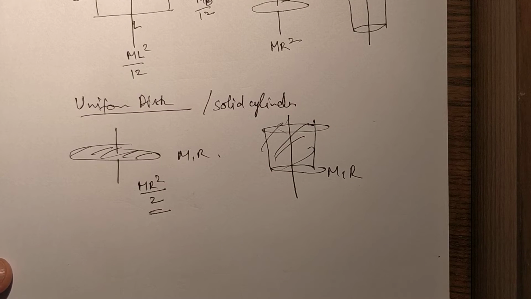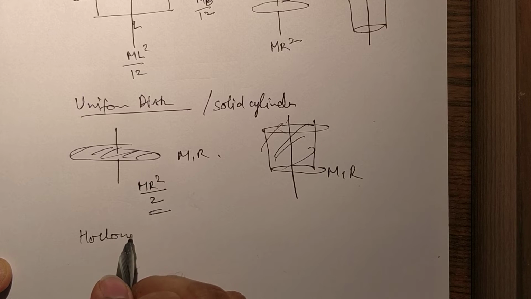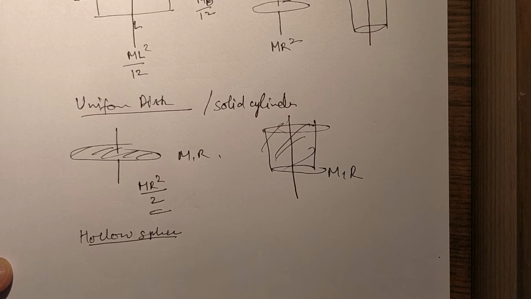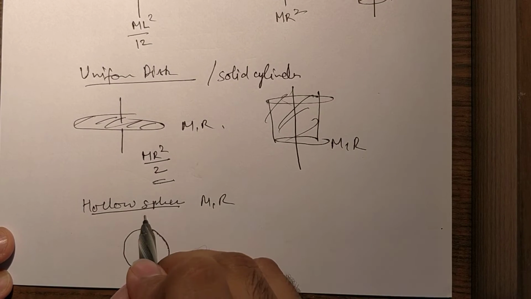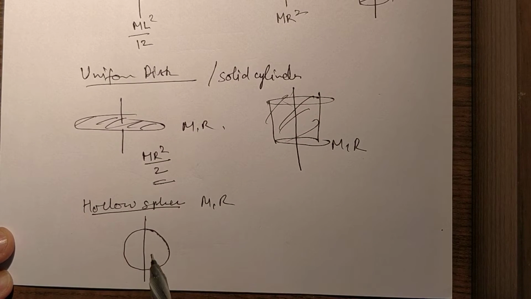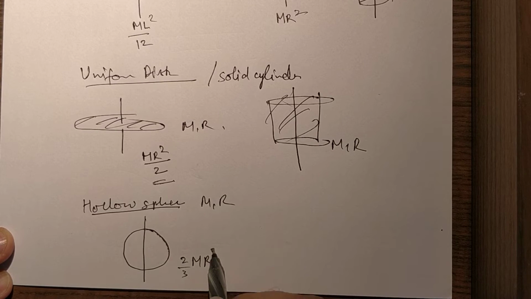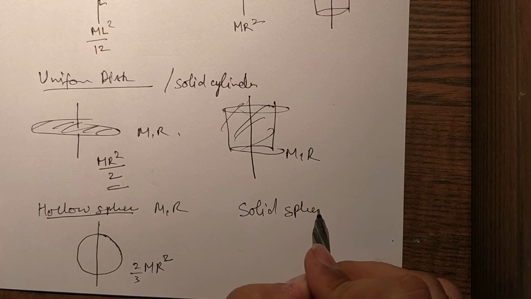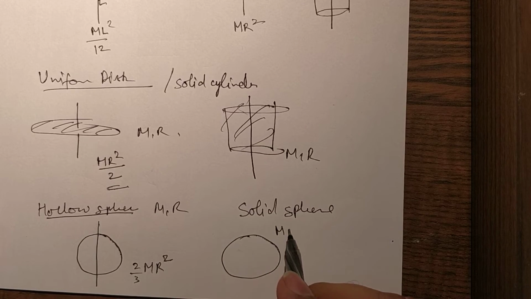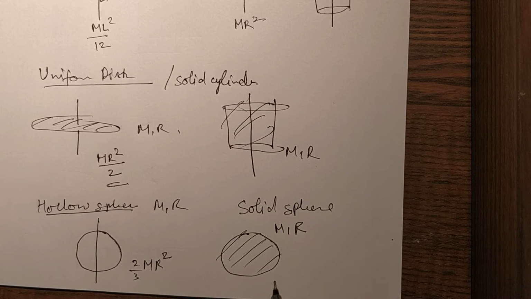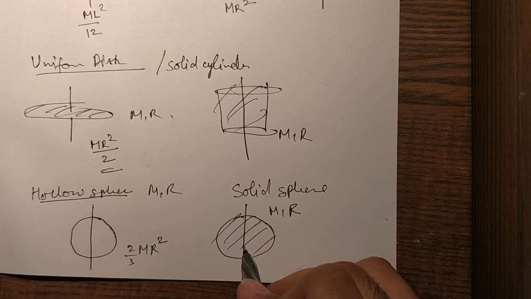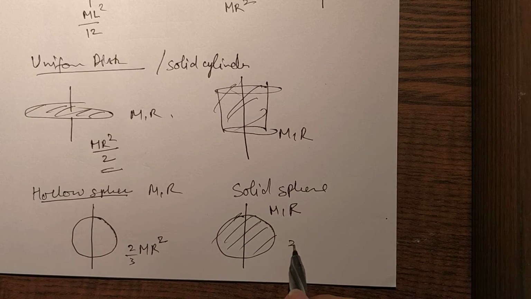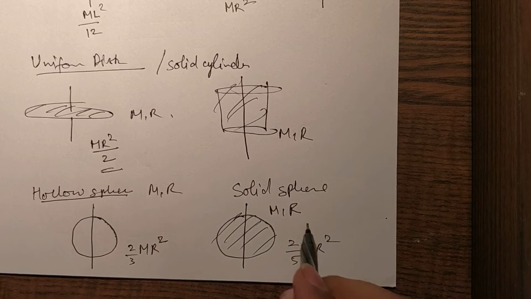Next, we can take a hollow sphere. Hollow sphere of mass m and radius r, and I take an axis which is passing through its center. It can be any axis passing through its center. So its moment of inertia will be 2 by 3 mr square. Whereas if you take a solid sphere, again of mass m and radius r, so this is solid, again you can take any axis which is passing through its center of mass. Its moment of inertia will be 2 by 5 mr square.